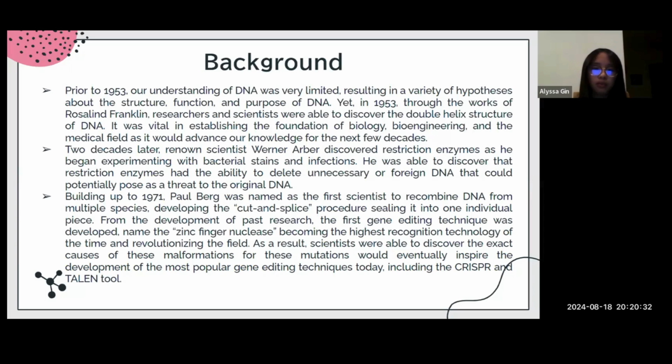And from the development of past research, the first gene editing technique was developed, named the zinc finger nuclease, or ZFN, becoming the highest recognition technology of the time and revolutionizing the field. As a result, scientists were able to discover the exact causes of these mutations, which would eventually inspire the development of the most popular gene editing tools today, including the CRISPR and TALEN tools.